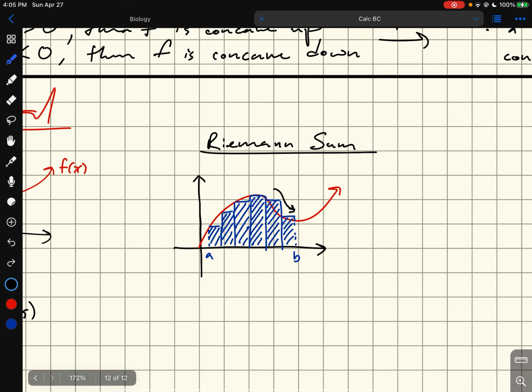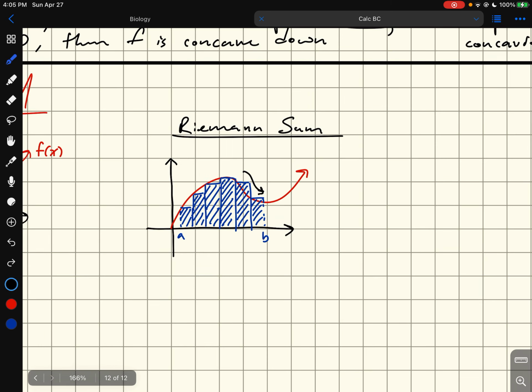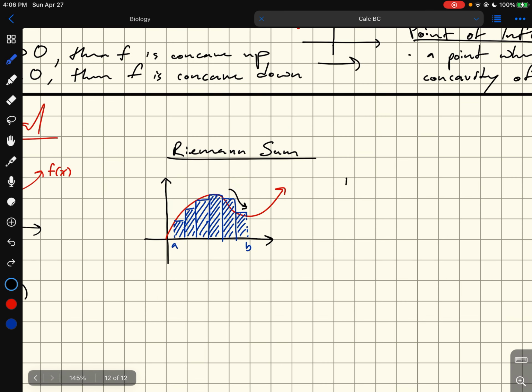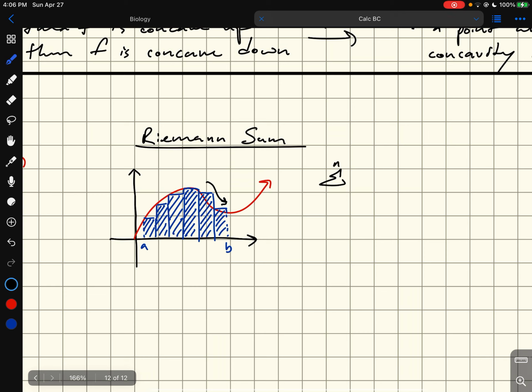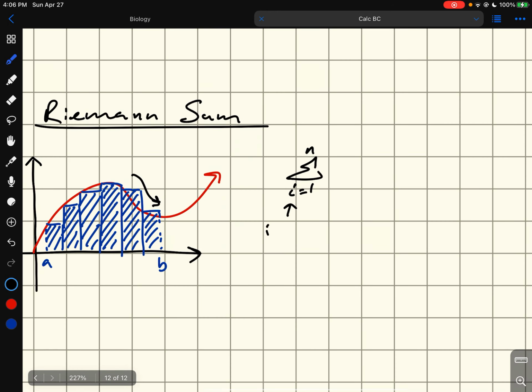Now the question is, how do you actually solve for Riemann sums? A Riemann sum is notated by the summation notation, or the sigma. What you have on the top is an n, and on the bottom you have i equals 1. So this i is your interval.